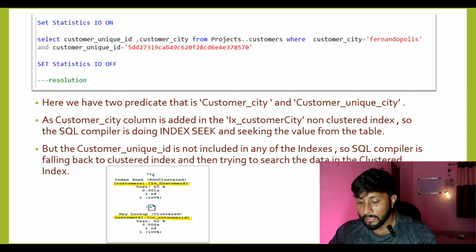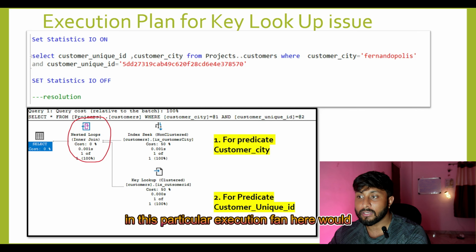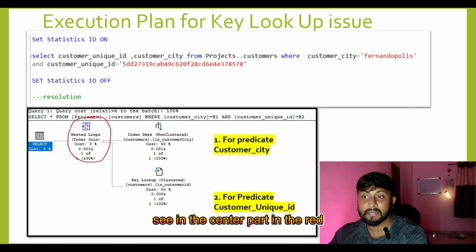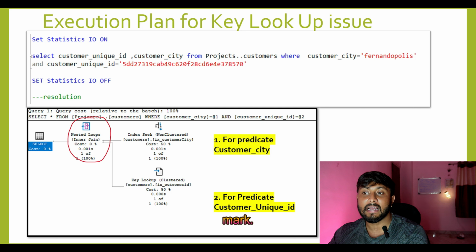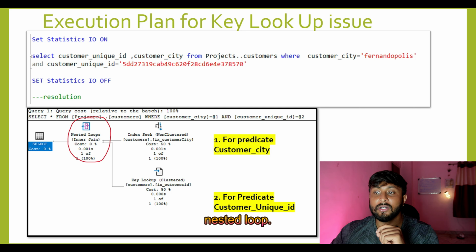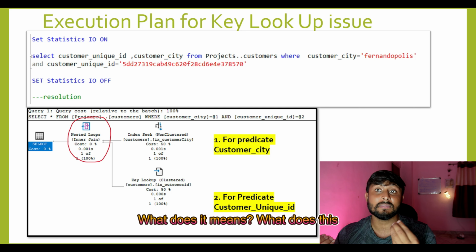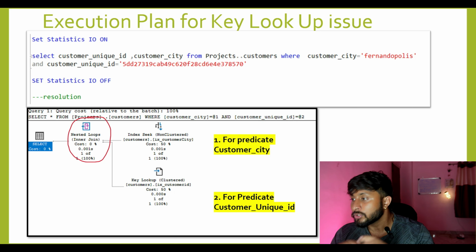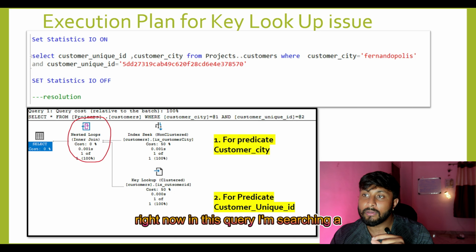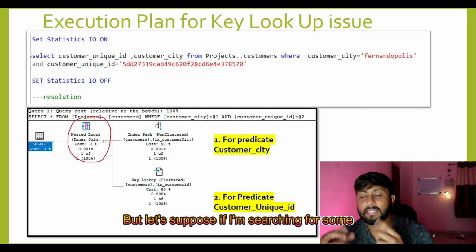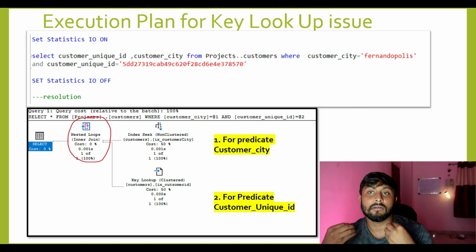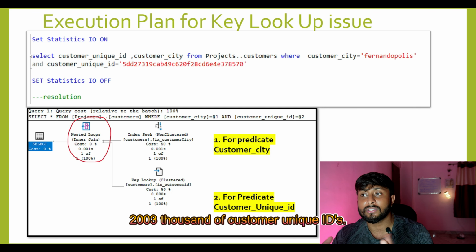In this particular execution plan, you can see in the center part, in the red mark, I have shown you one nested loop. What does this nested loop mean? Basically it means that right now in this query I am searching for a single customer unique ID, but suppose I am searching for some 10 to 12, or 100, or 2000, 3000 customer unique IDs.